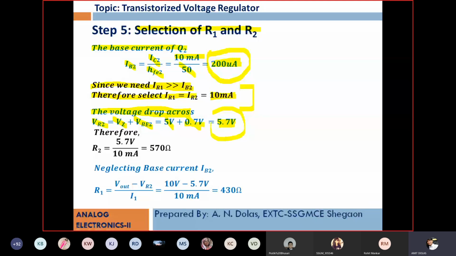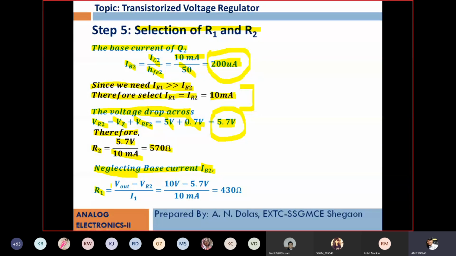So 5.7 volt is the drop, which is nothing but the drop of Zener and the drop of VBE2. Therefore the value of resistance R2 will be the drop across it, that is 5.7 volt, divided by the current through it, that is IR2, 10 milliampere. Therefore it comes to 570 ohm. Neglecting the base current, as I said, IR1 is coming from R1, it is moving into the base as well as R2, but the base current is 200 microampere, which is very less compared to 10 milliampere, so it is neglected.